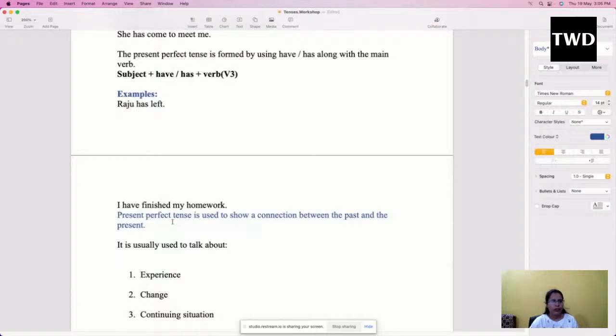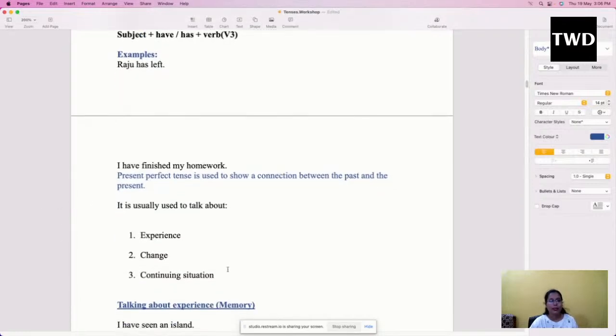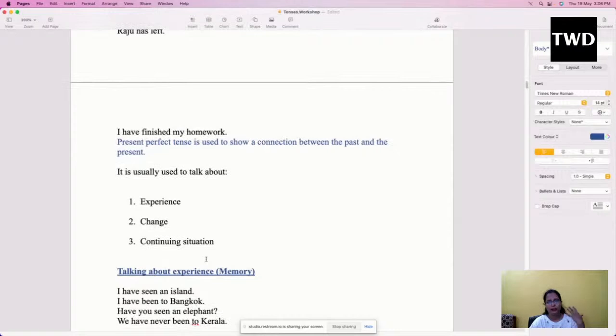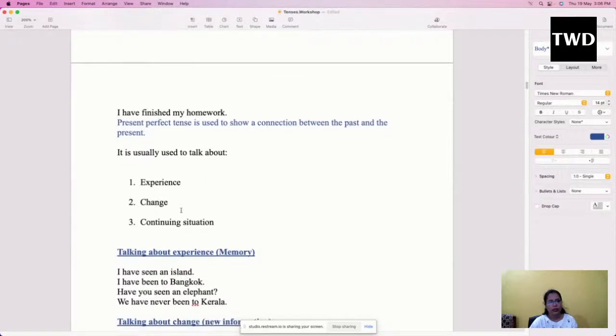So present perfect tense is used to show a connection between the past and the present. So something you were doing in the past and at present it is over. That is why we use the present perfect tense. It is usually used to talk about experience, some kind of change which has happened, or for any continuing situation.